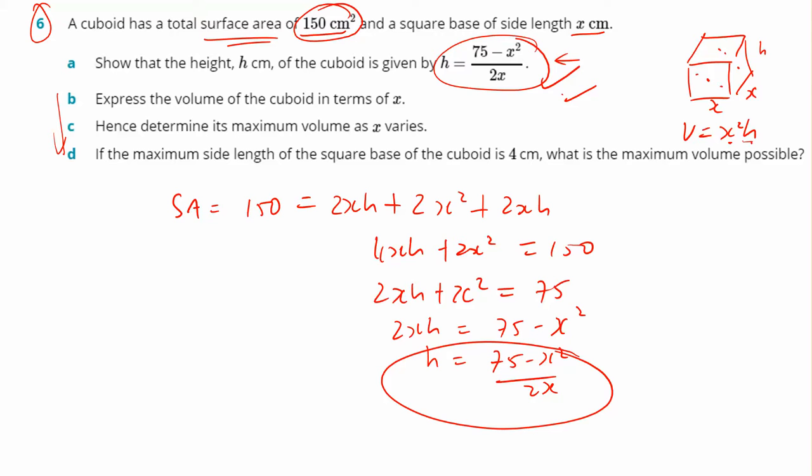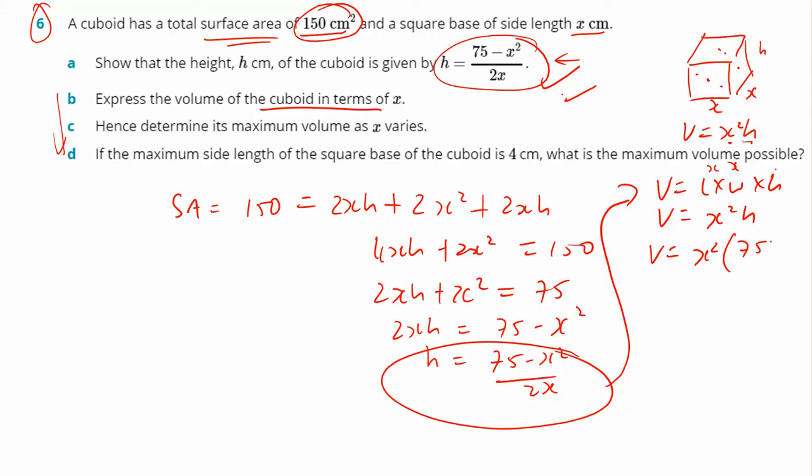Now we want to express the volume in terms of x only. We know volume is length times width times height, so volume equals x squared h. Because the base is square, the length and width are both x, and the height is h. So that's how I got that, and I sub in for h: 75 minus x squared on 2x. Now you can cancel the x's here, so you're left with V equals x times 75 minus x squared, over 2.